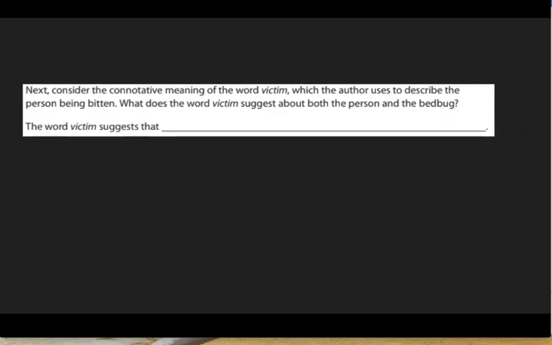Next, consider the connotative meaning of the word victim, which the author uses to describe the person being bitten. What does the word victim suggest about both the person and the bedbug? So we know the word victim, we've heard it used in the past, but the author choosing the word victim is suggesting that the person being bitten is helpless. Usually when you hear the word victim, somebody has been attacked, and then the bed bug is the bad guy. So here we go. The person being bitten is helpless and the bed bug is bad or evil.